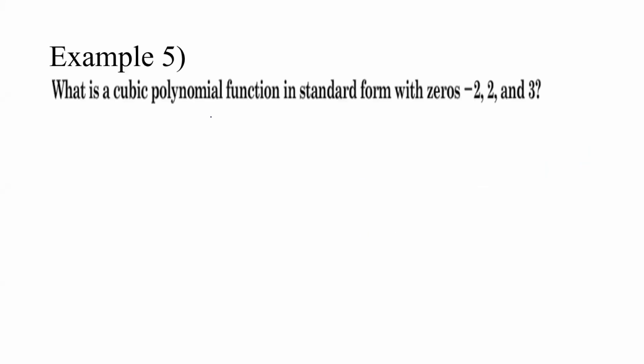So it said, what is the cubic polynomial function in standard form with zeros -2, 2, and 3? So step 1 is done. Identified, found them. Step 2 is to write them as linear factors. As linear factors, it says x minus c. Your c again are my zeros, my roots that are being given to me. So my first one that I have is x minus -2, and a negative times a negative makes a positive.